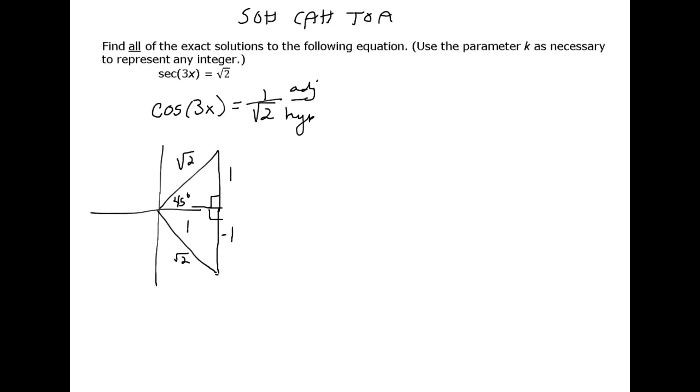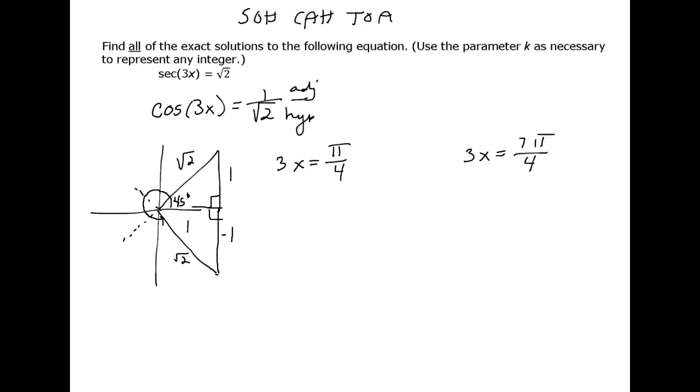pi over 4. So as pi over 4, I can divide this into 8 slices like a pizza and count off how many fourths pi I have. So here I'd have 1/4 pi, 2/4, 3/4, 4/4, 5/4, 6/4, 7/4. So I need the 3x to equal either pi over 4, or the 3x needs to equal 7 pi over 4, and then my equation will be true.